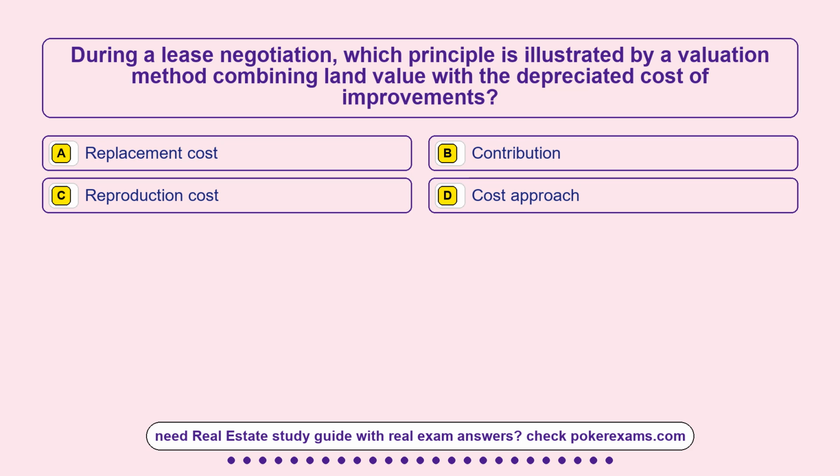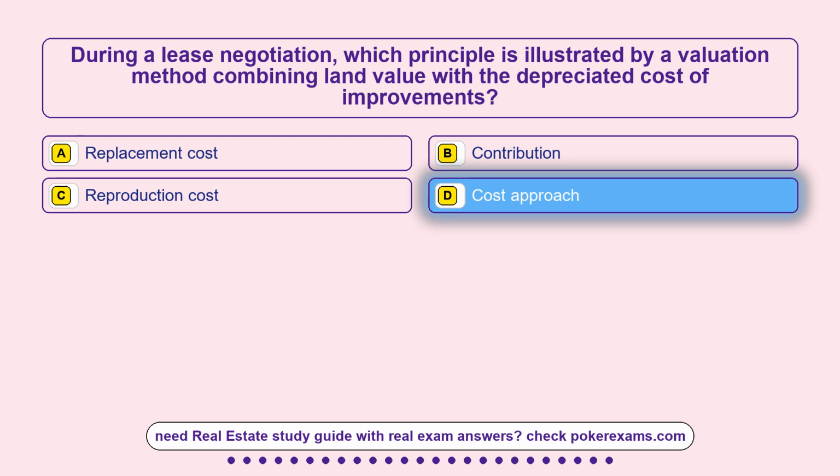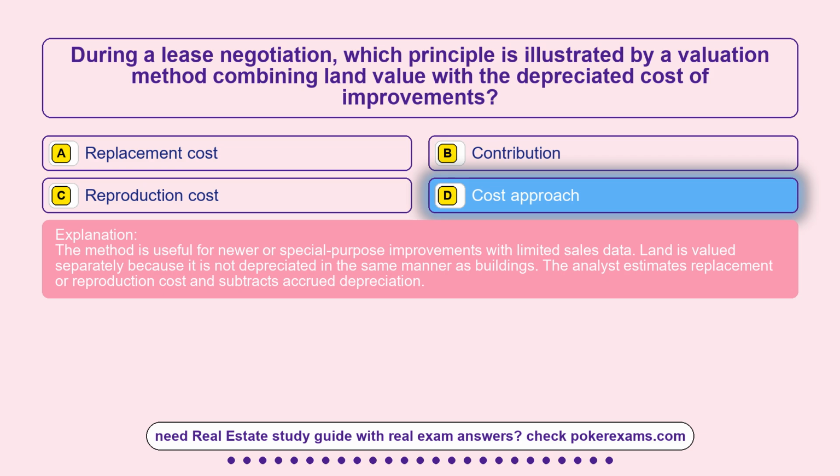Question 9. During a lease negotiation, which principle is illustrated by a valuation method combining land value with the depreciated cost of improvements? Option A, replacement cost. Option B, contribution. Option C, reproduction cost. Option D, cost approach. The correct answer is option D, cost approach. The method is useful for newer or special purpose improvements with limited sales data. Land is valued separately because it is not depreciated in the same manner as buildings. The analyst estimates replacement or reproduction cost and subtracts accrued depreciation.